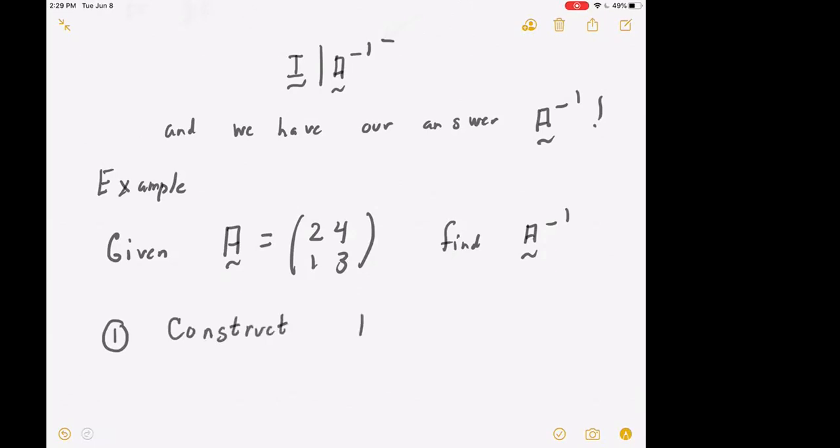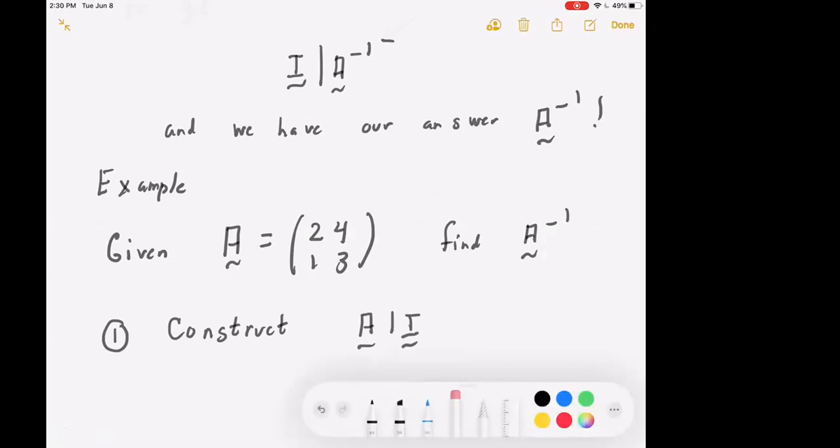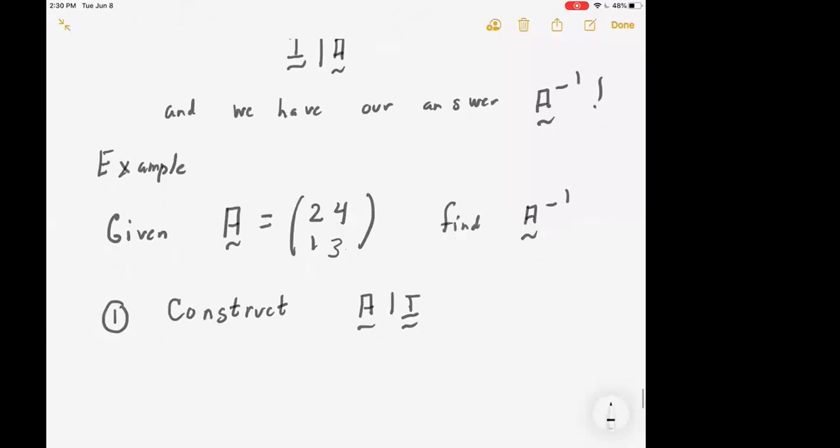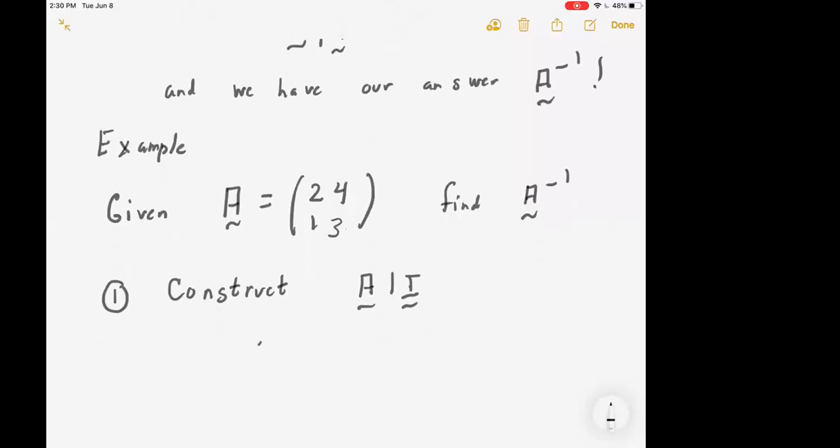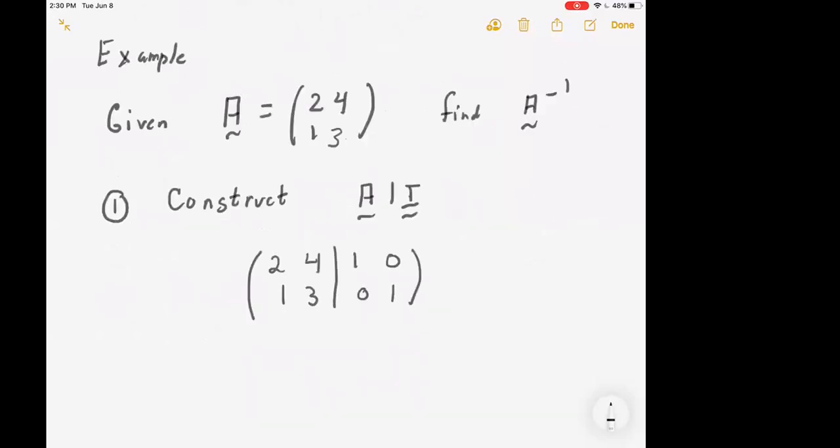First thing you need to do is build an augmented matrix where you take the matrix A. Oh, let's clean this up a bit. This is 3. And you glue it to the identity matrix of the appropriate order. So A is a square matrix of order 2. The identity matrix has to be of order 2. So that's what the augmented matrix looks like.